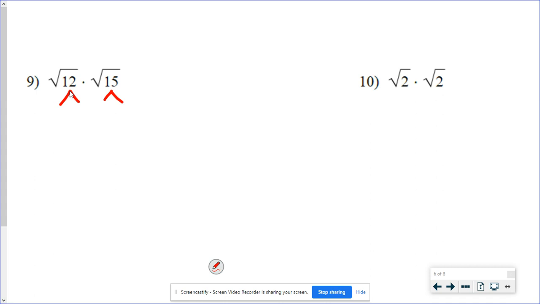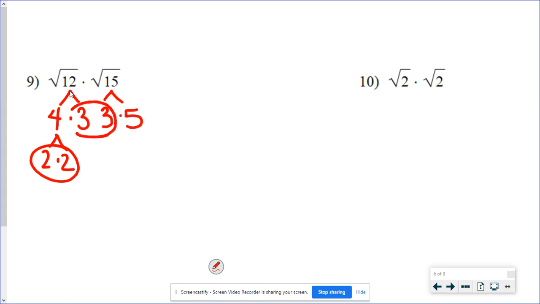So 12, I'm going to go with 4 times 3, and the 4 will be a 2 and a 2. There's a pair. The 15, I'm going to go with the 3 and a 5. By the way, I don't care if you write it 5 and 3 or 3 and 5. I wrote it like this so that I can circle my 3's right next to each other. Remember, the 4 is not the end of a branch. The 4 doesn't get left over. The 4 got broken up into those other 2's. So I have these 2's that broke out. I have these 3's that break out. And then my leftover stuff is just that 5.